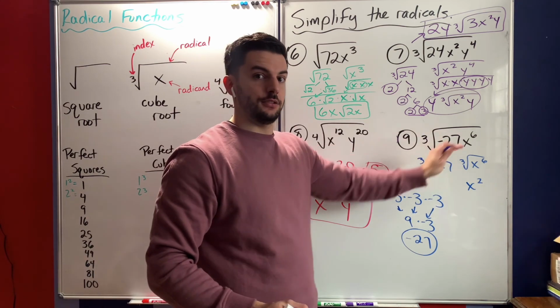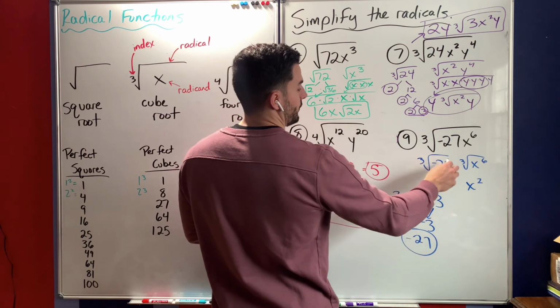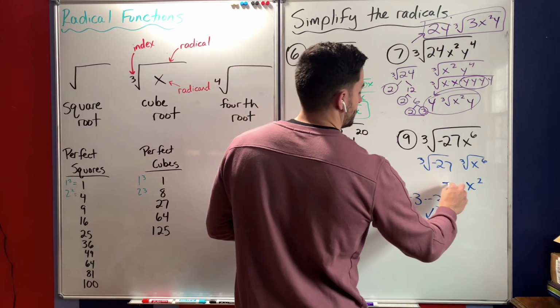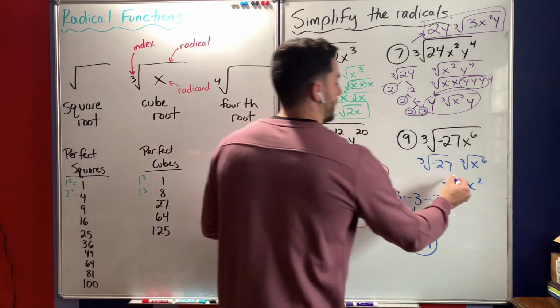So with cube roots, when you have an odd number index, you are able to take a radical of a negative, and it would just be whatever negative number that is. So the cube root of negative 27 would be just negative 3. So that works out pretty nice.